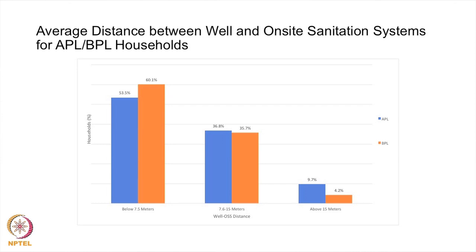Another thing was the average distance between the septic tanks and the wells in your own plot. What the municipality has given is 7.5 meters, and we found that almost 53% of the APL households, that's above poverty line, and 60% of the BPL households, below poverty line, are below 7.5 meters, which is a very serious issue. And 7.5 to 15 meters is also a concern, because below 15 meters is dangerous in a sandy terrain. So this is also another thing that came out.